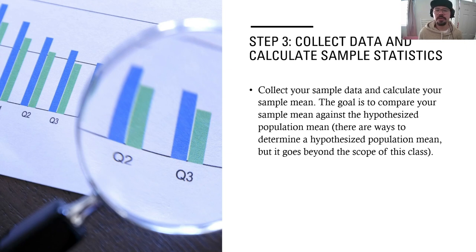And know that in future classes that you take, you'll learn more about how you come to the conclusion of what a hypothesized population mean is for your particular research. So this comparison between the sample mean and the population mean is made by calculating a z-score.